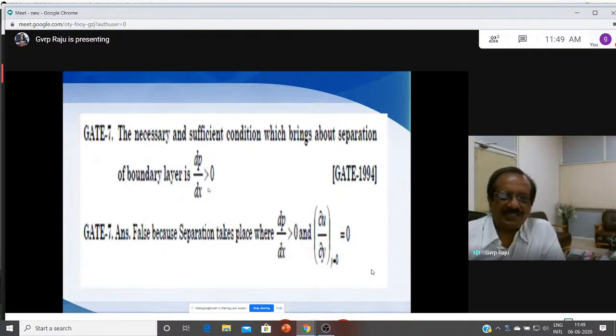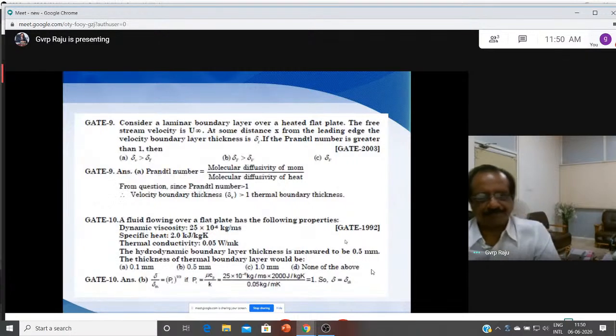The necessary and sufficient condition which brings out separation of boundary layer is dp by dx more than 0. False, because separation takes place when du by dy, that means the velocity change at the affected point, is 0. Not only more than 0, particularly du by dy when it is equal to 0. That's why it's false.